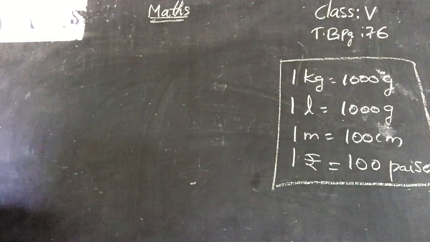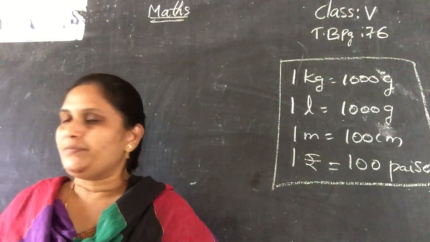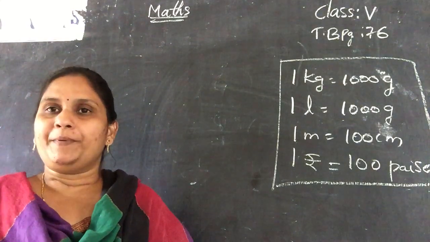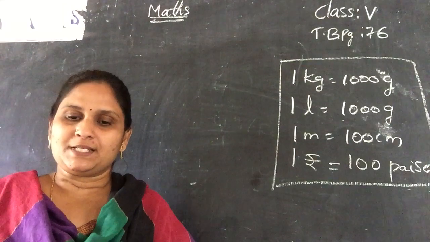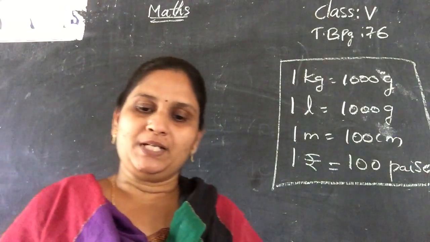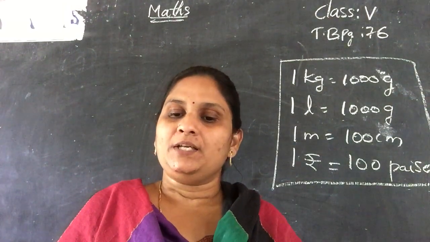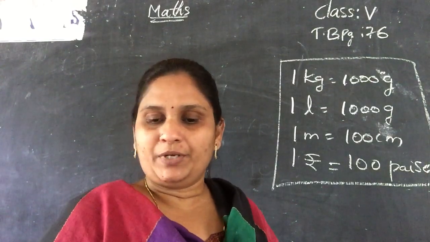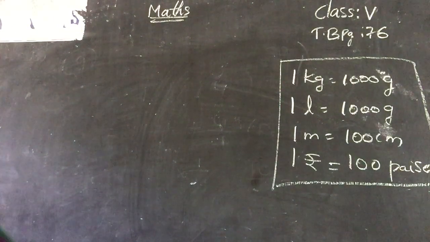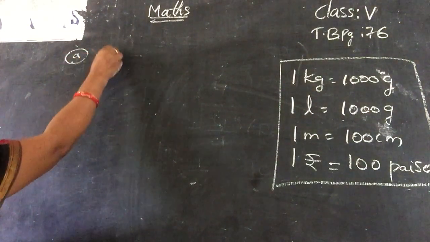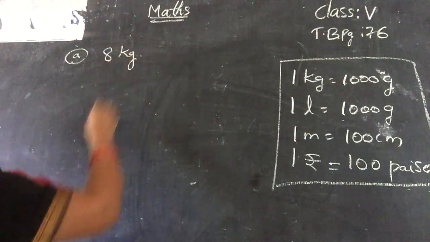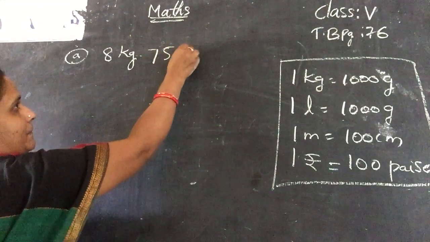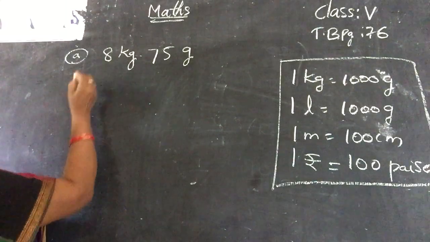Based on this we will do the sums of textbook page number 76. Everyone open your maths notebooks. The first sum is: using decimals, express the following as kilograms and grams. The first one I am going to explain to you: 8 kgs 75 grams.